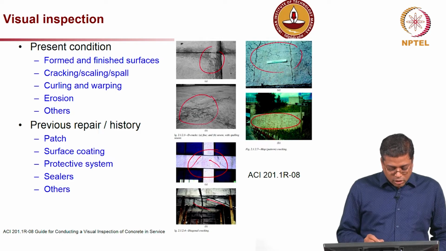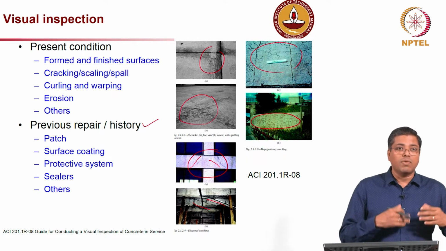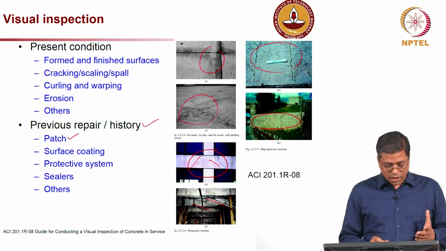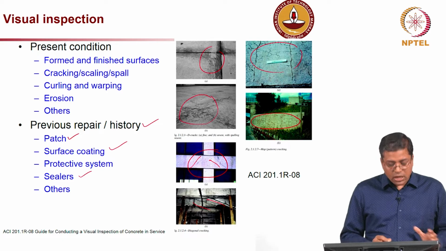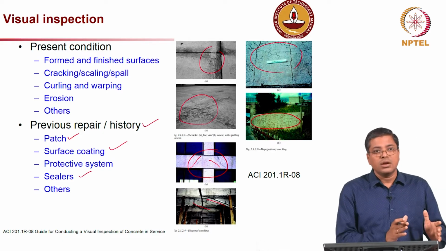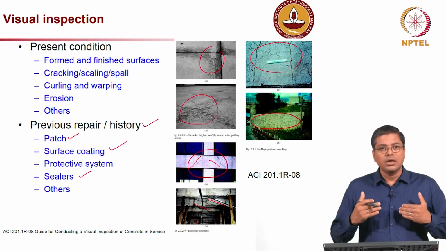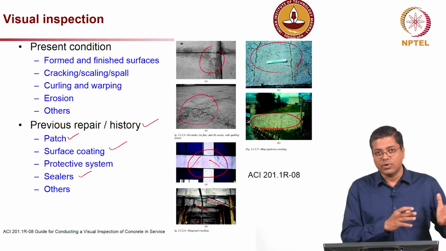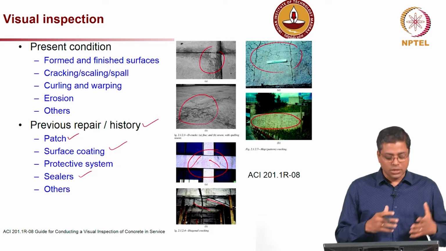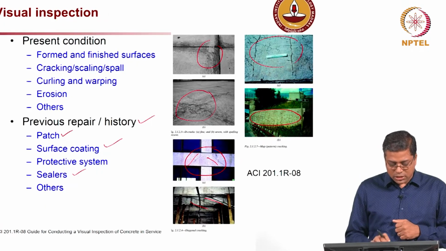Okay. Now, I also talked about previous repair: if something was done earlier, what was done, whether it was just patch repair or something else, whether a surface coating or sealers were provided. So, what type of repair work was already done, and how many times they did all those repair works. Again, you have to collect a history of repair works, also history of construction, history of loading, history of exposure conditions, and history of what repair has already been done on the concrete structures. All these are very important.